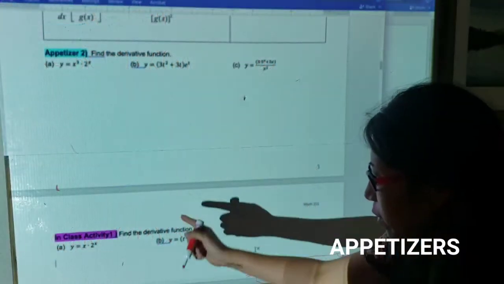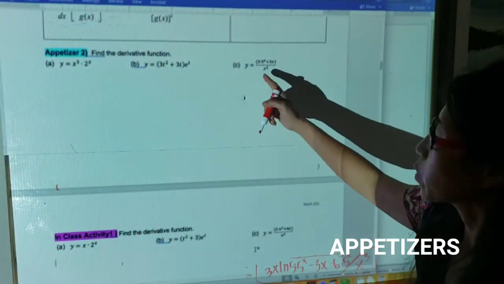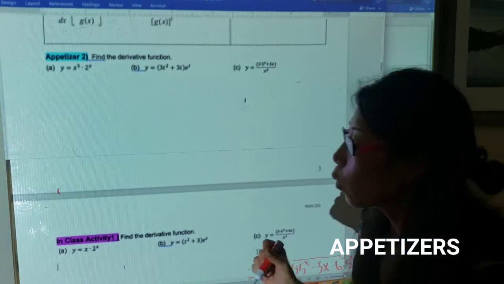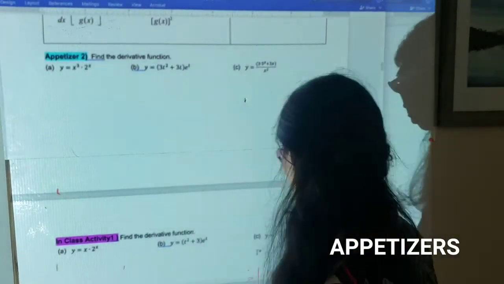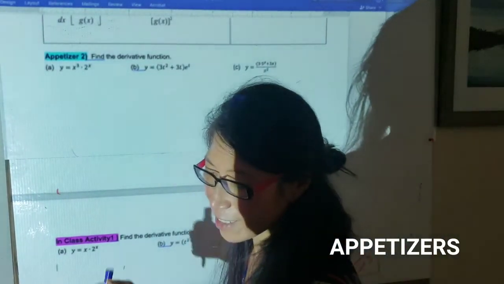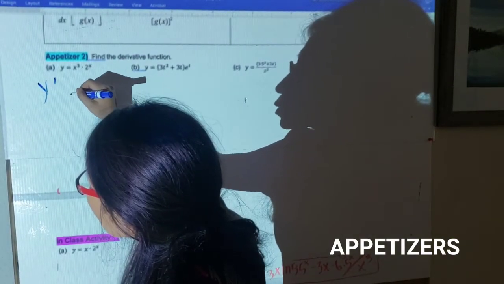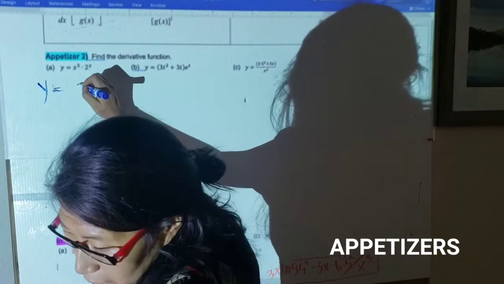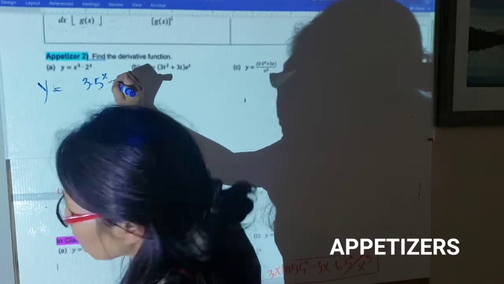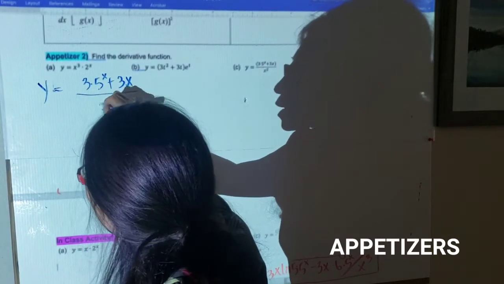Okay, so before you do in-class activities, I decided to actually show you using this one with the quotient rule. So let's see if my answer is matching with this one. It's going to be the same, right? It's going to be correct. So let me write the answer one more time and watch me again. I want to take a derivative of my question, which is 3 times 5 to the x plus 3x over x squared.